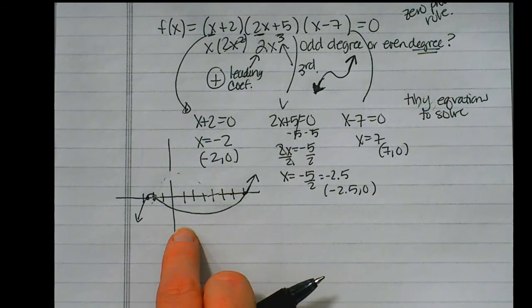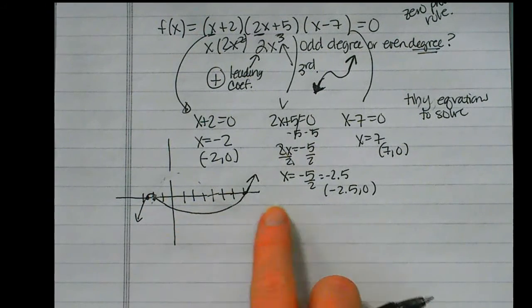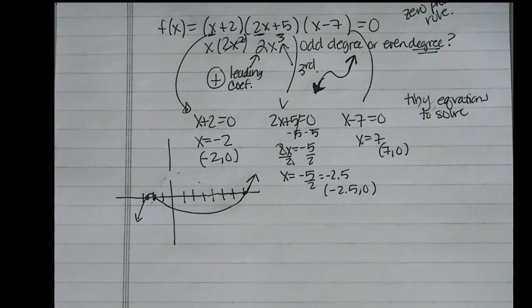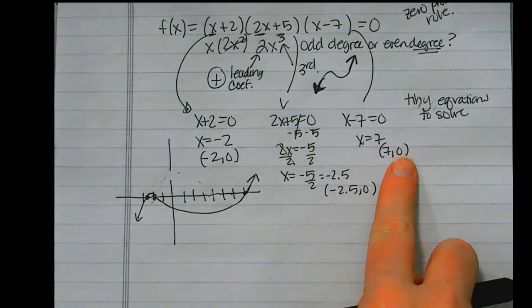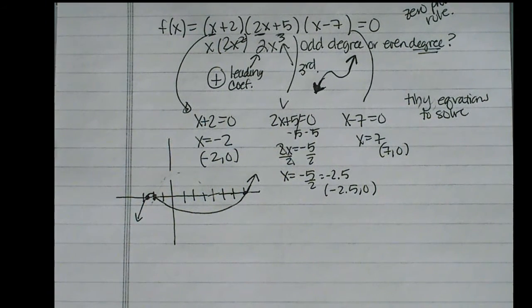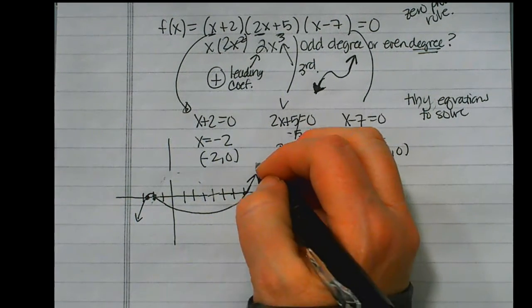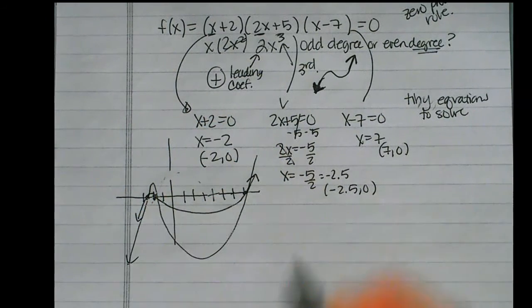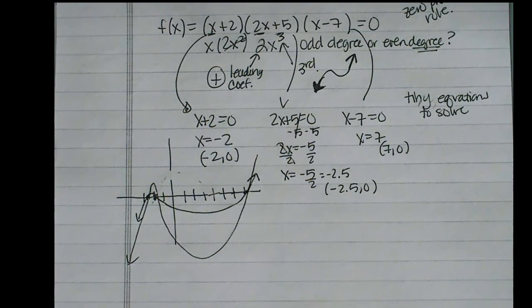I have to go through this 0 and then these other 2 zeros. That's the only zeros I have. See, they're right here. 1, 2, 3. This is not a perfect sketch. This could actually go lower. But the general shape of it we can get from end behavior and zeros.